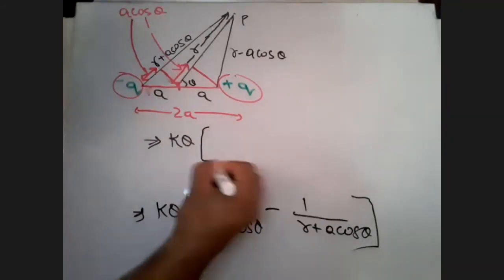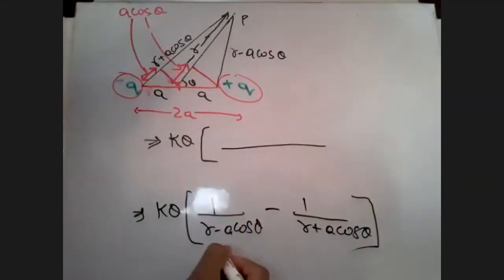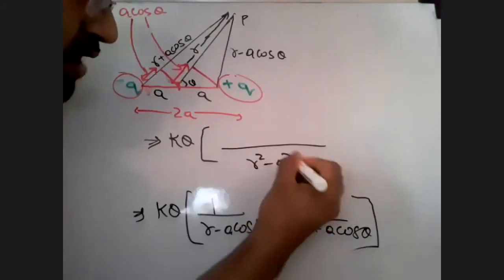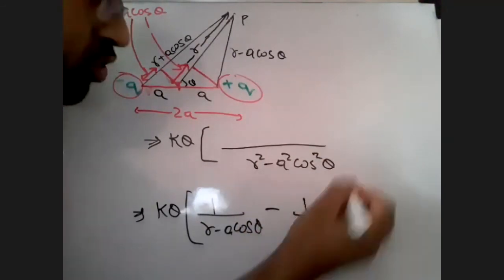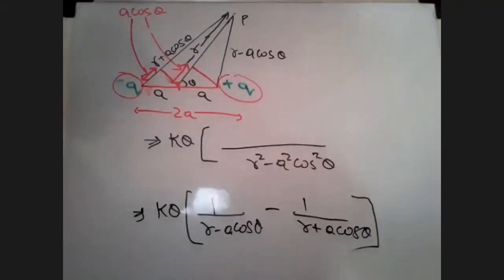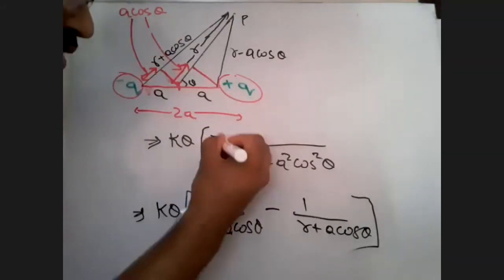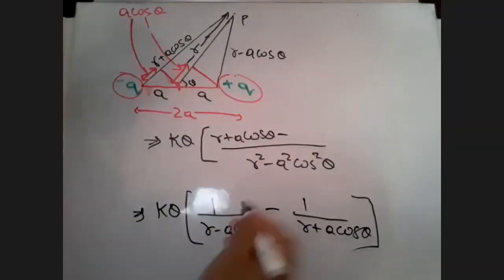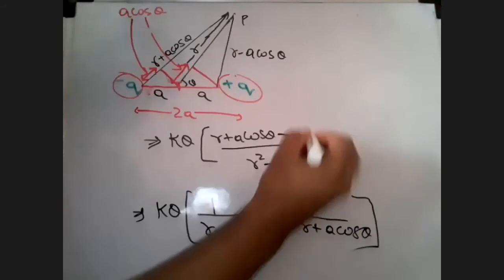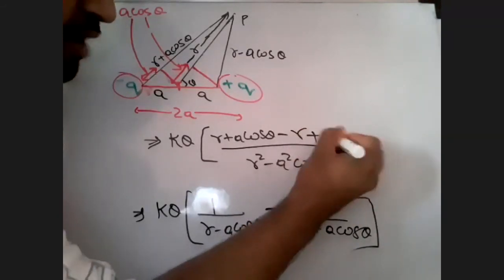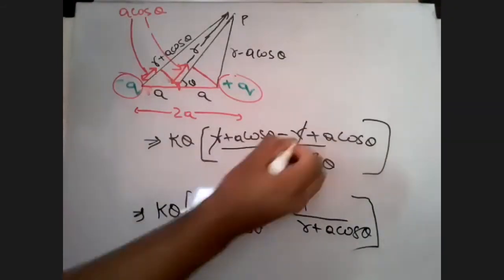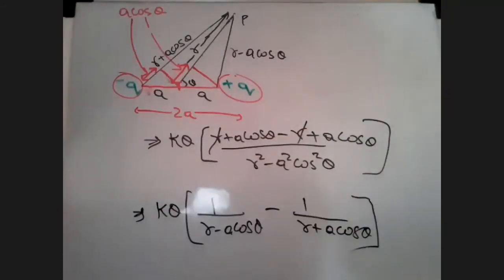So KQ upon, see, simple thing. I know this is A minus B, A plus B, so I can simply take R square minus A square cos square theta. Of course, you bring these terms up. It is going to be simply R plus A cos theta minus of minus R minus A cos theta. I'll just open up the brackets immediately. It's just going to be R plus A cos theta. What you can see here, this R gets cut. What you get is 2A cos theta. Is that clear?